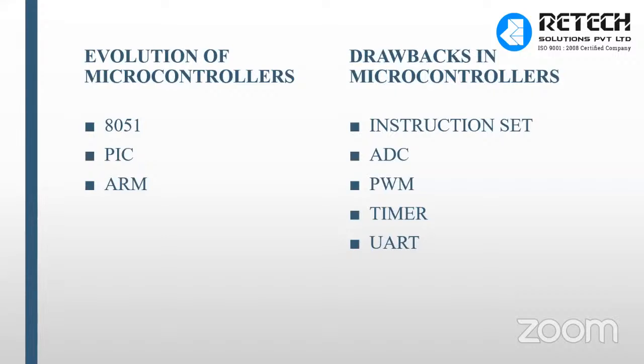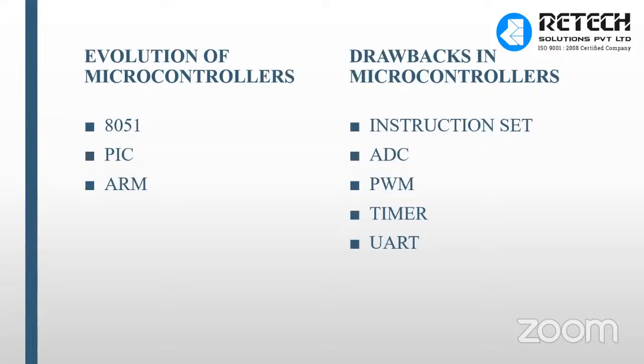The 8051 microcontroller has some drawbacks: the instruction set, ADC, PWM, timer, and UART. What does instruction set mean? We already know that a controller has a programming language, and that language has some instructions. When you use the Arduino IDE, it has some instructions. Those instructions are very difficult in the 8051 microcontroller.